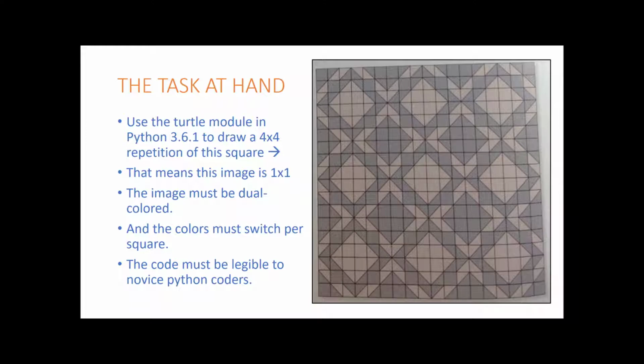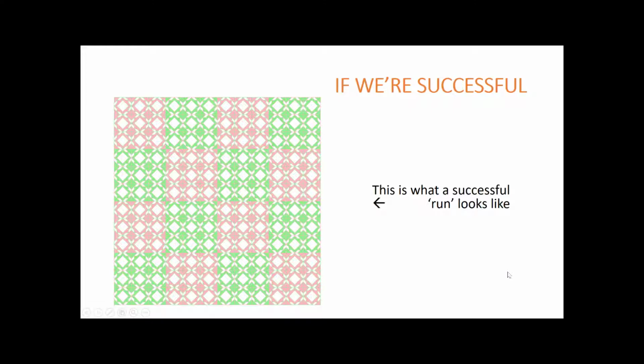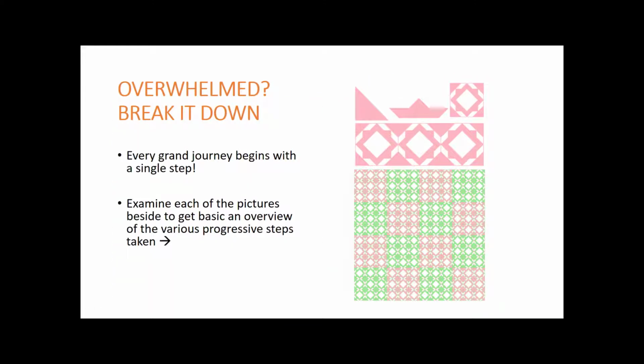Alright, so moving forward. If we're successful, we will receive this image right here. You can choose whichever colors you want. I was drinking Arizona iced tea, so I chose light green and light pink. Boom. So if you're overwhelmed, let's break it down.